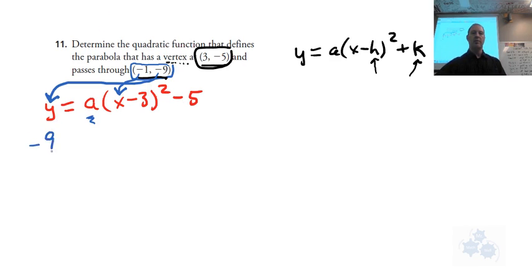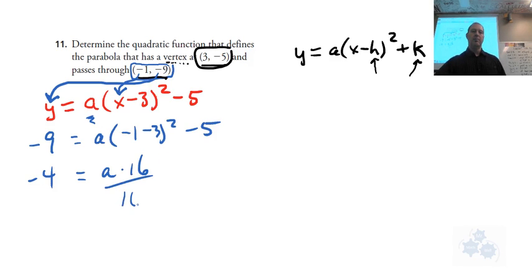So we've got negative 9 equals a times (negative 1 minus 3) squared minus 5. And so we can add 5 right away. Negative 9 plus 5 is negative 4. And negative 1 minus 3 is negative 4, squared is 16. And so we divide both sides by 16, and we get a equals negative 1/4. Okay, so that's our final piece.